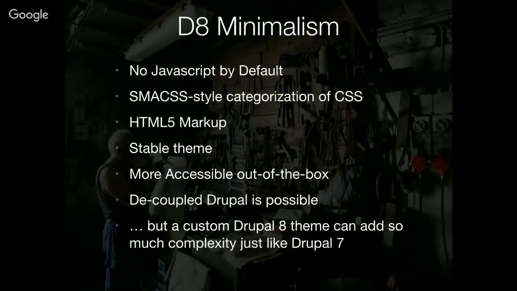And you might get the sense, and this is somewhat true, that Drupal 8 is more minimalist in certain ways in terms of the front end. So by default in Drupal 8, we don't have JavaScript loading for anonymous users. We have this SMACSS style categorization of CSS, so it's a better organized CSS system out of the box. We have HTML5 markup in place, so we don't have to implement that in our theme, it's already there. We have this stable theme that's the default for Drupal 8 that's very minimalistic, that doesn't add a lot of classes or extra markup that you don't need. It's more accessible out of the box, so you might not have to customize it so much if you have accessibility needs. And you can also use decoupled Drupal, so you can do away with the front end completely.